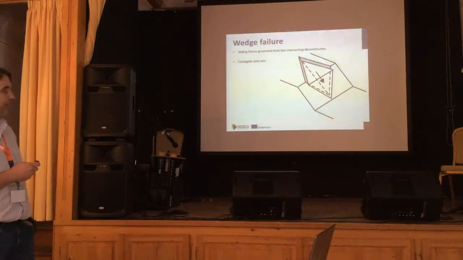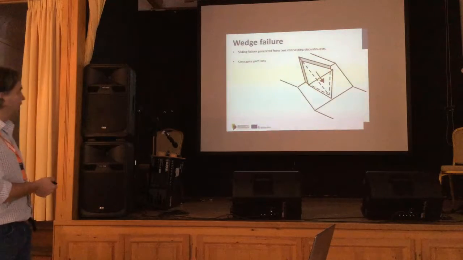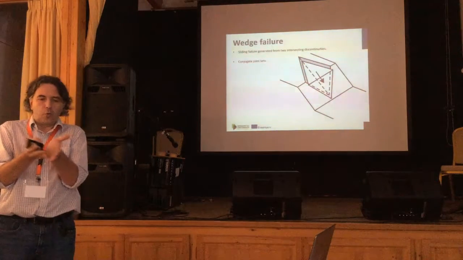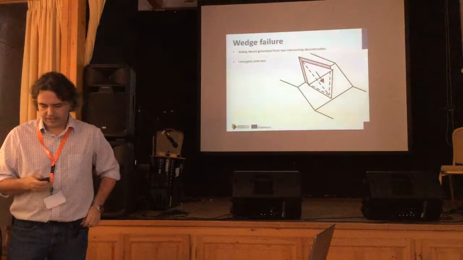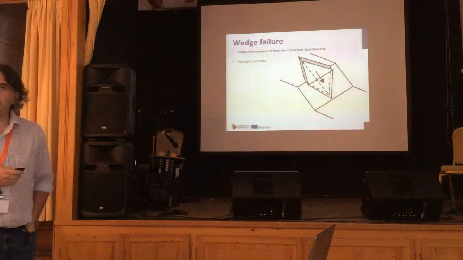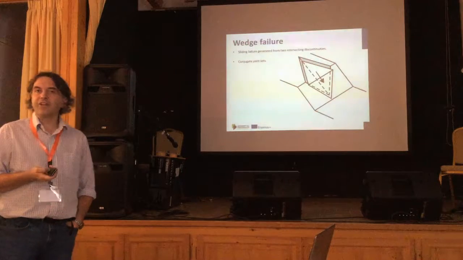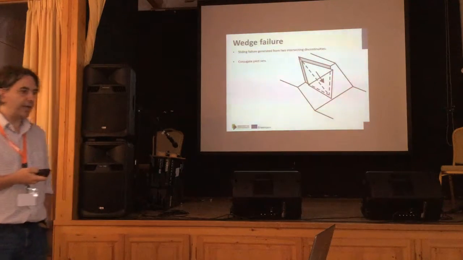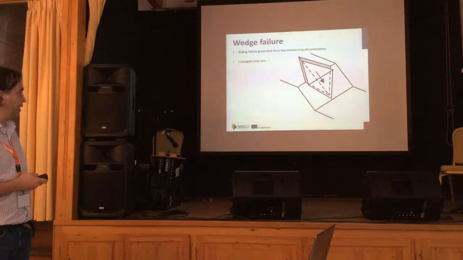The next one's a wedge failure, which is a quite unique failure where we get two discontinuities come together to form like a sort of wedge, and the wedge then slides out. It's quite common, particularly in things like tunnels, excavations underground. Wedge failures are a common problem where you get discontinuities that intersect each other.